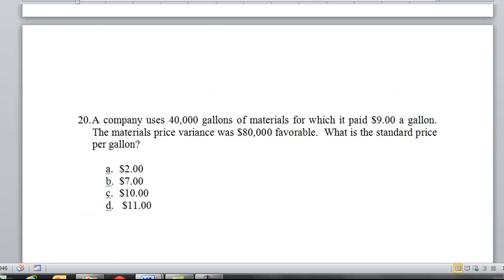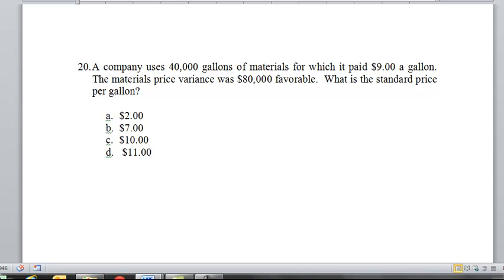Okay, 20. A company uses 40,000 gallons of materials, for which it paid $9 a gallon. The material price variance was 80,000 favorable. What is the standard price per gallon? So again, we're using the exact same variance. Material price variance equals my actual quantity purchased times my actual price minus my standard price.